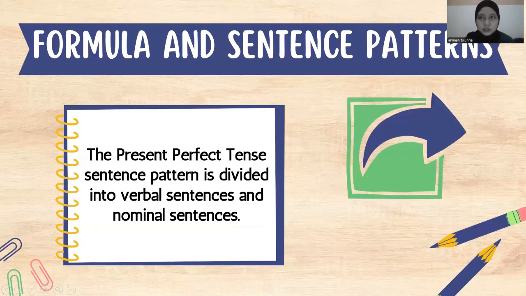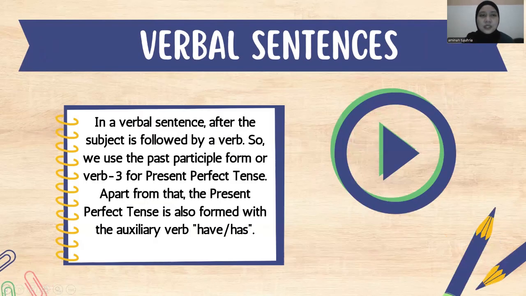Formula and sentence pattern. The present perfect tense sentence pattern is divided into verbal sentence and nominal sentence. Verbal sentence: in a verbal sentence, after the subject is followed by a verb, so we use the past participle form or verb 3 for present perfect tense. Apart from that, the present perfect tense is also formed with the auxiliary verbs have or has.